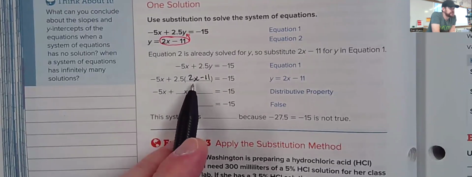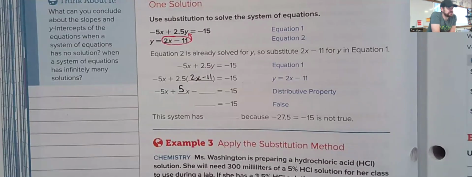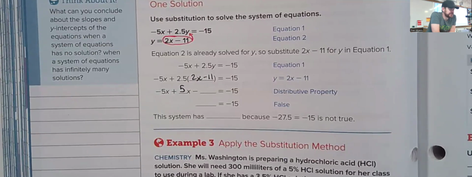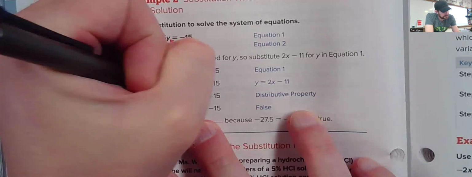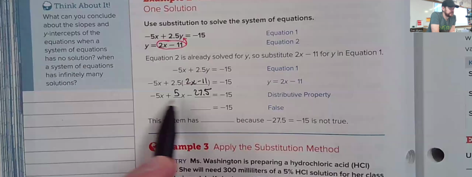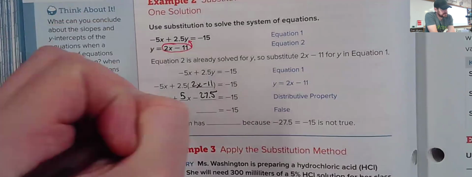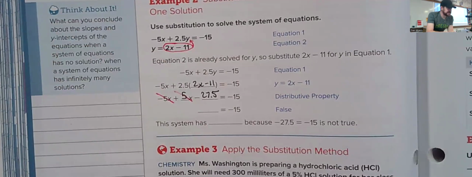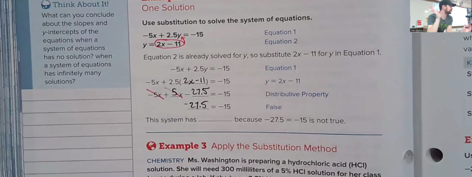If you multiply 2.5 times 2, we're distributing 2.5. What is 2.5 times 2? 5. Okay, so 5x. What's -11 times 2.5? What is it? -27.5. Okay, so the minus is already there, so we just need to write 27.5. What happens to these two like terms? Yeah, they cancel out. So that means there's no more variables. And we're left with a statement that says -27.5 equals -15 with no variables whatsoever.